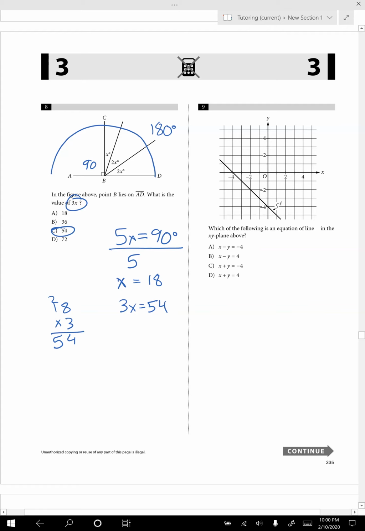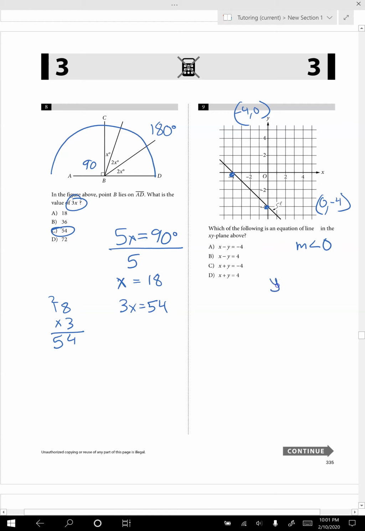Number 9, again, another line. We're looking at intercepts here. So our x-intercept is (negative 4, 0), and our y-intercept here is (0, negative 4). And we want to notice our slope is negative. So I'm going to put the slope like this. And let's see what we've got. We need the equation of the line.